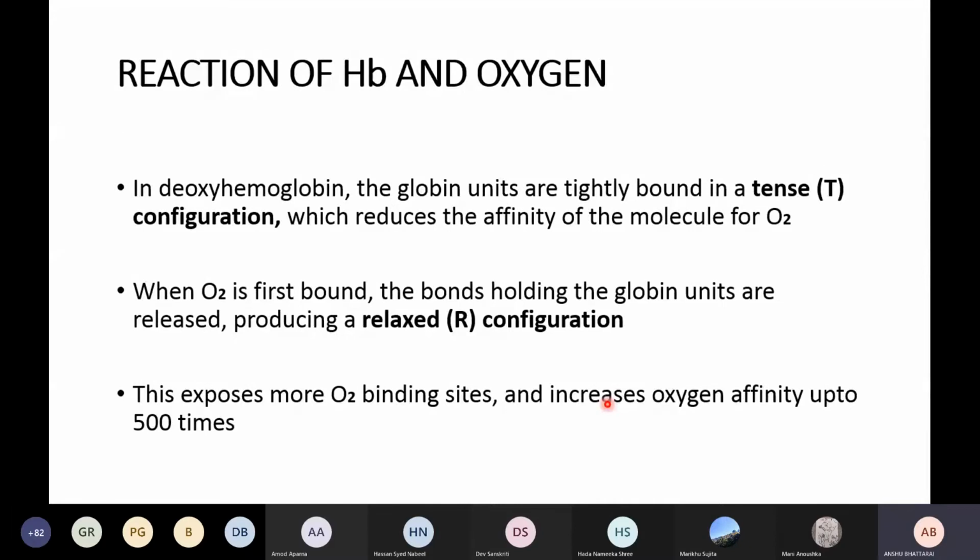One more important thing that you have to remember is that in deoxyhemoglobin, the globin units are tightly bound, and this has very little affinity for oxygen molecules. So when it is not oxygenated at all, that means in deoxyhemoglobin, there is less affinity for oxygen, because the globin units are tightly bound in the tense or T configuration. But as soon as one oxygen is bound, the bonds are loosened and it reaches a relaxed configuration.